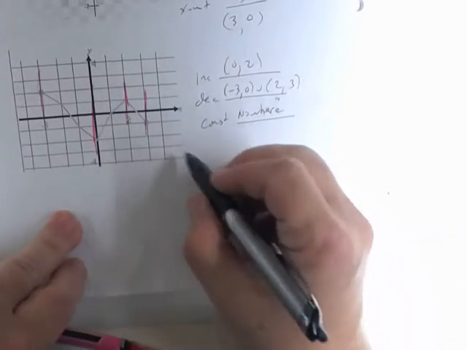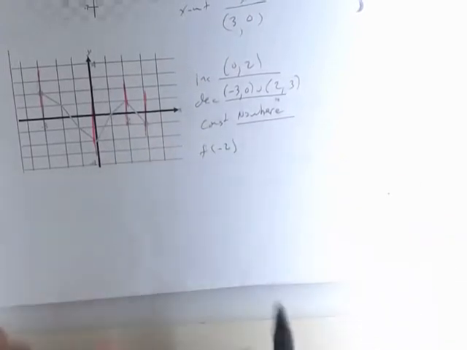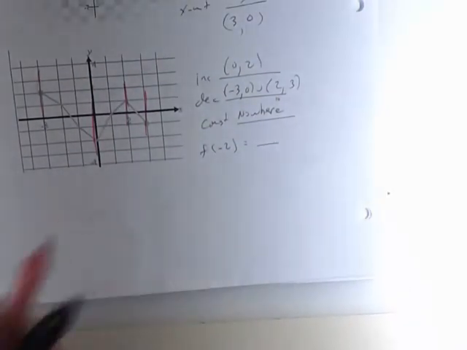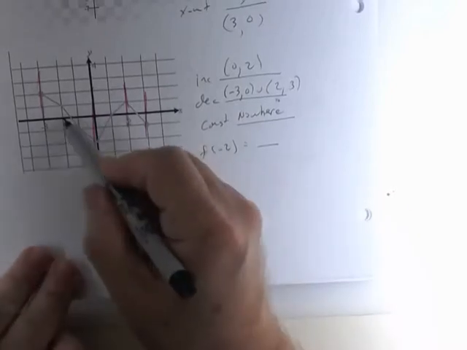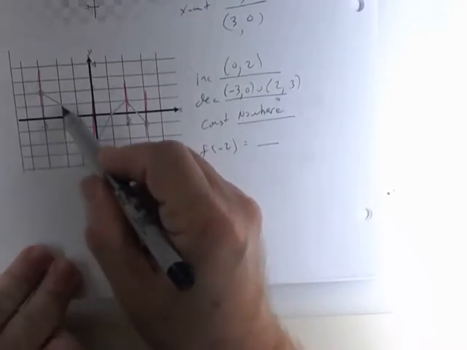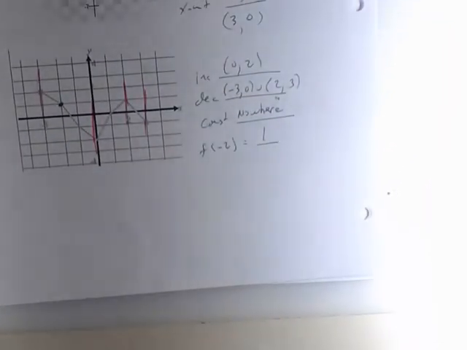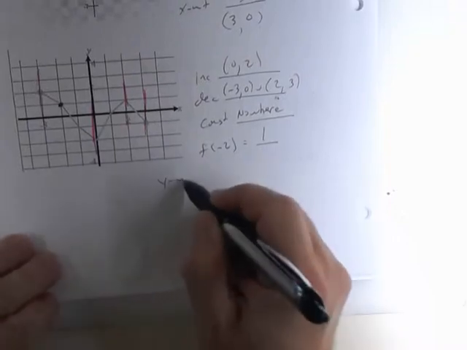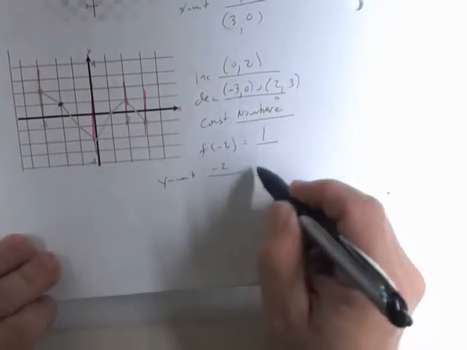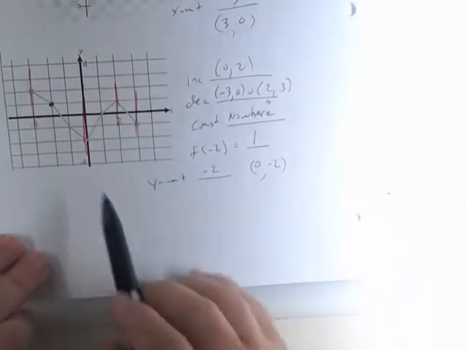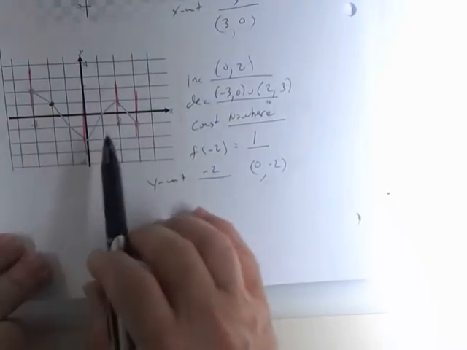What is f of -2? What do you think f of -2 is? 1. So remember, f of -2, so when x is -2, and -2 is right here, what's that y value right here? So it's 1. Any questions on that? All right. You could tell me easily what the y-intercept is. What's the y-intercept? -2. Okay. As an ordered pair, what is it? 0, -2.